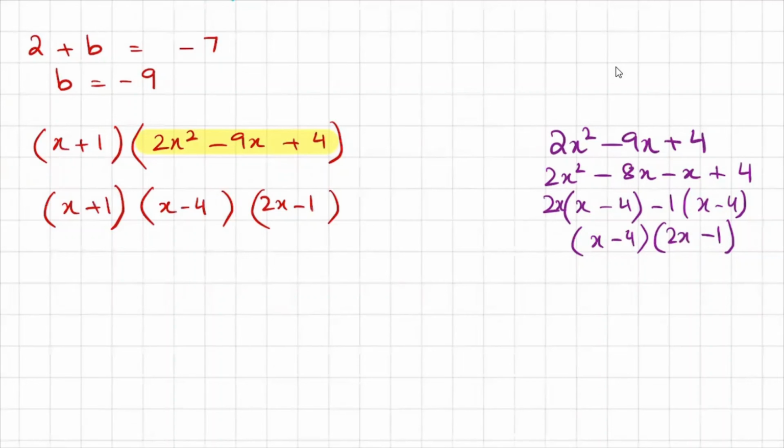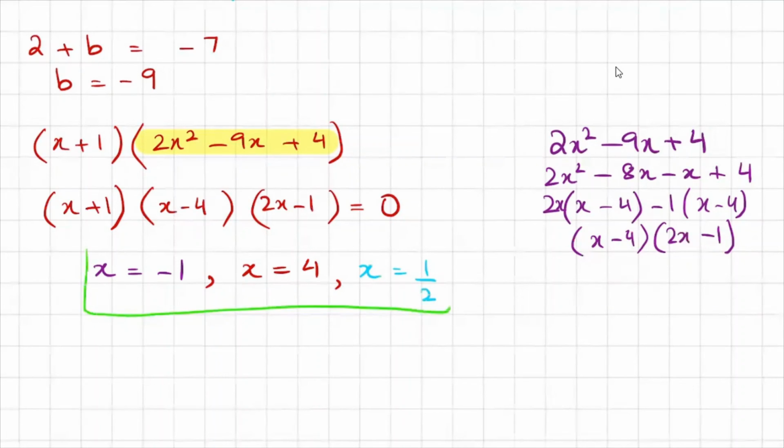Now the question asked me to solve it. So equals to 0, one at a time, equate them to 0. x plus 1 equals 0. Your answer is x equals minus 1. Second one, x minus 4 equals 0. So your answer is x equals positive 4. The third one, 2x minus 1 equals 0, which means your x equals 1 over 2. These are the three answers that you would be getting from this cubic polynomial.